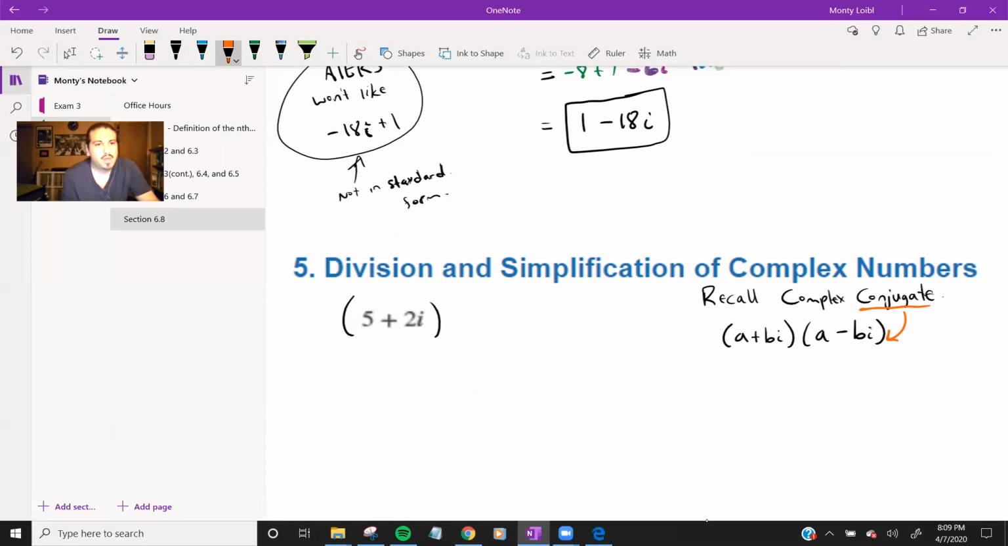But now let's go ahead and multiply this by the complex conjugate. And we're going to see why it's so nice, right? Why the complex conjugate is nice. And let's title it that, why the complex conjugate.